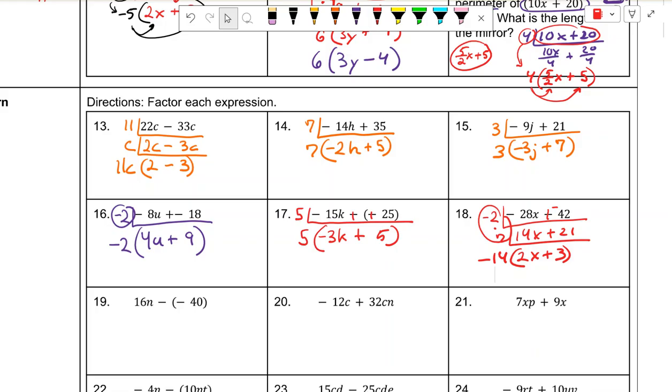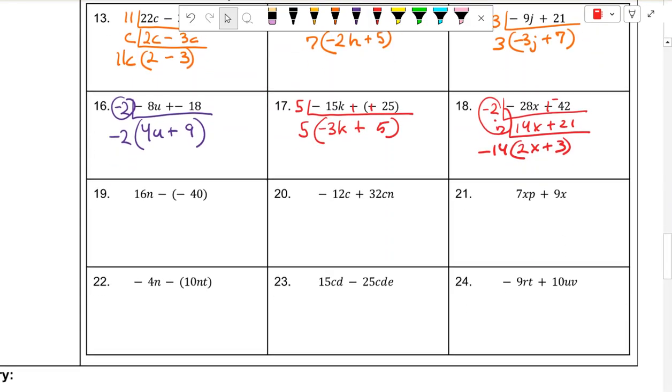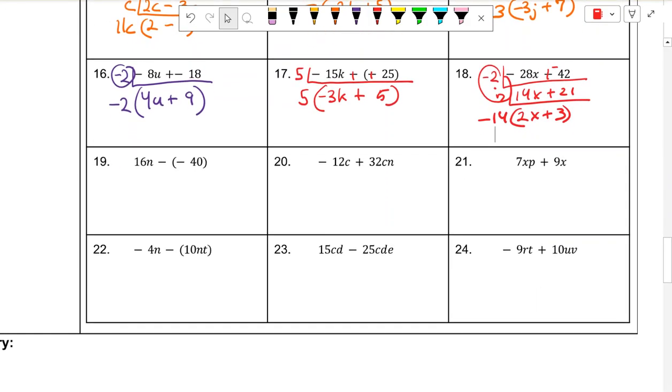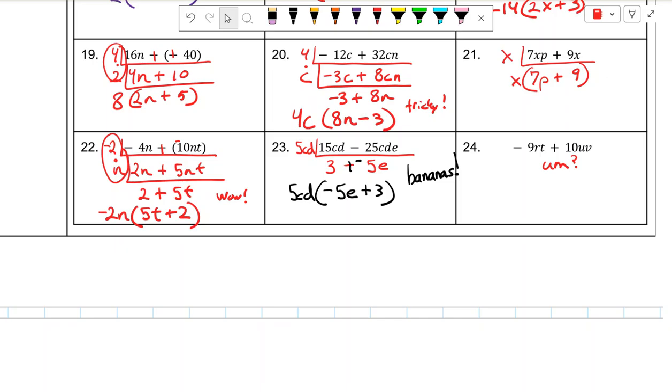And so once you get your things corrected and you make sure you know how to do these, you're going to go down and you're going to complete the rest of the sheet, 19 through 24. Pause now. All right, wrapping it up, looking at 19 through 24, I do want to mention number 20.